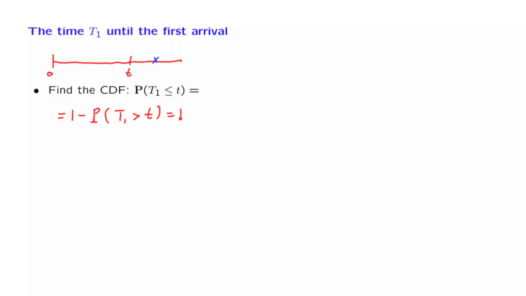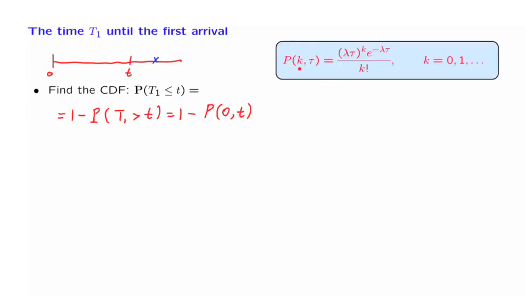And this probability of 0 arrivals in a time interval of length t is something for which we already have a formula. Take this formula and replace k by 0, tau by t. When k is equal to 0, this term is something to the 0th power equal to 1. Using our convention that 0 factorial is equal to 1, we're left just with e to the minus lambda t, and this is the answer for the CDF of the time until the first arrival.